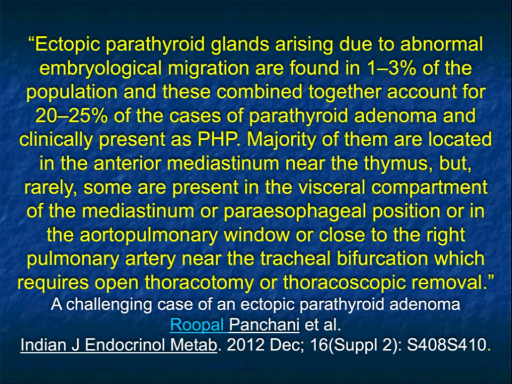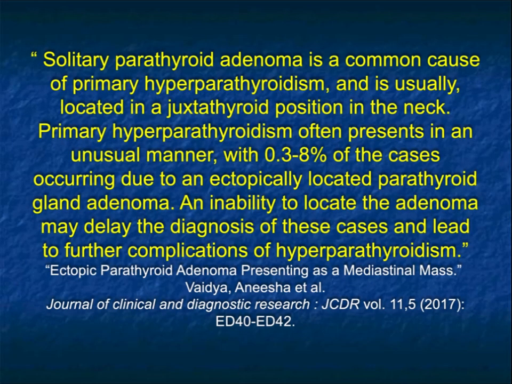Ectopic parathyroid glands arise due to abnormal embryologic migration and are found in 1 to 3% of the general population, and these combined together account for up to 25% of cases of parathyroid adenoma in patients who have hyperparathyroidism. So it's a very important diagnosis. The majority of them are located in the anterior mediastinum near the thymus, but some are present in the visceral compartment of the mediastinum or paraesophageal position or in the AP window close to the patient's right pulmonary artery. So again, very important to recognize.